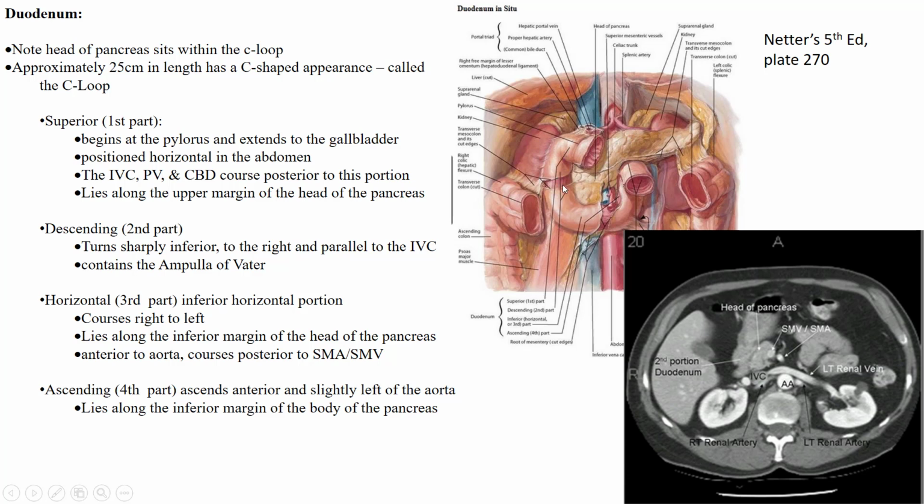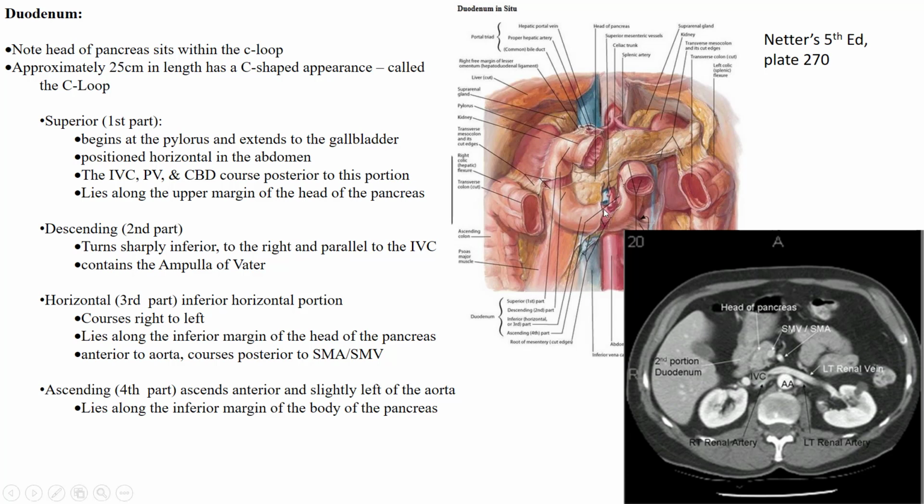And that portion is where the pancreas and the ducts of Wirsung and Santorini come into the duodenum through the ampulla of Vater and the duodenal papilla. The third portion is again another horizontal portion, and it's inferior to the head of the pancreas. It courses right to left, and also is anterior to the aorta and posterior to the SMA and SMV.